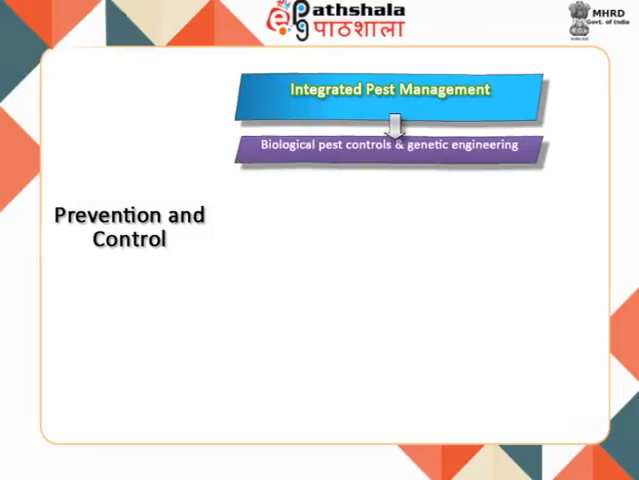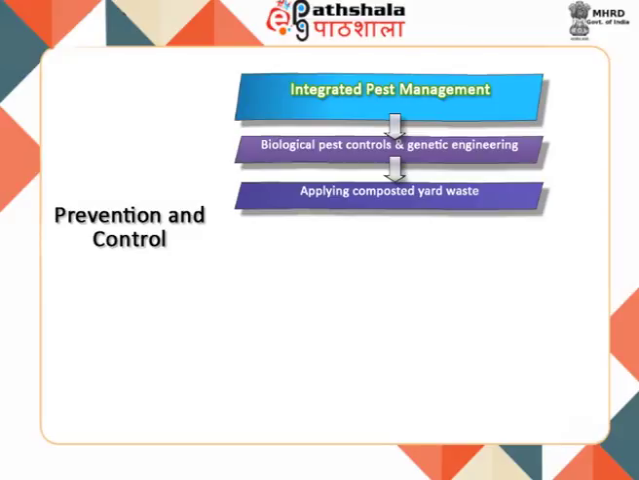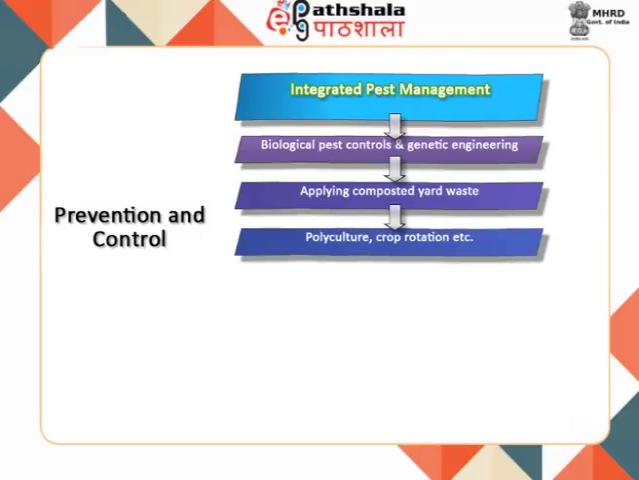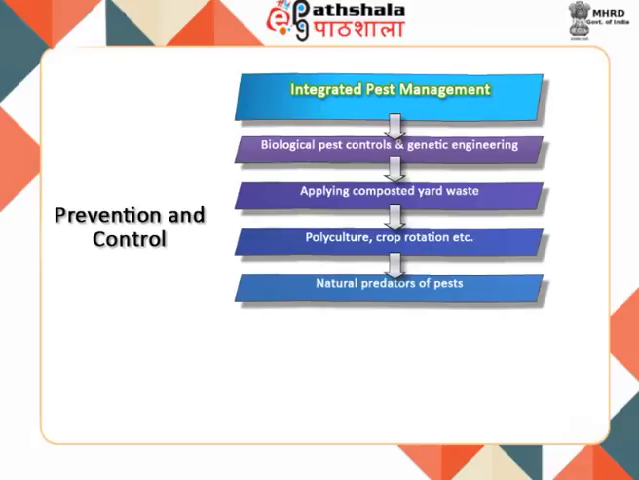These are: use of biological pest controls such as pheromones and microbial pesticides, genetic engineering, and methods of interfering with insect breeding. Application of compost and yard waste also controls pests. Cultivation practices include polyculture, that is growing multiple types of plants, crop rotation, planting crops in areas where the pests that damage them do not live, and use of natural predators or parasites of the pest.